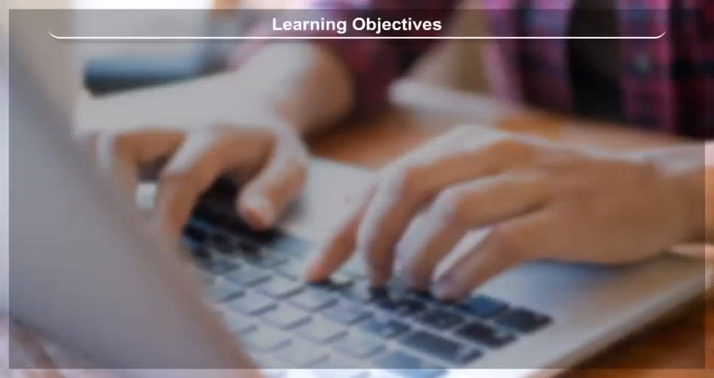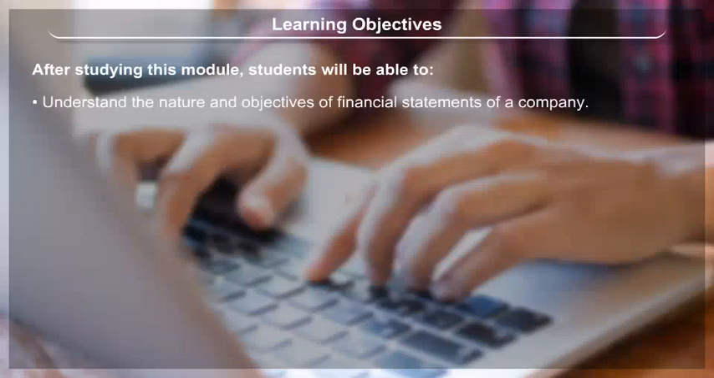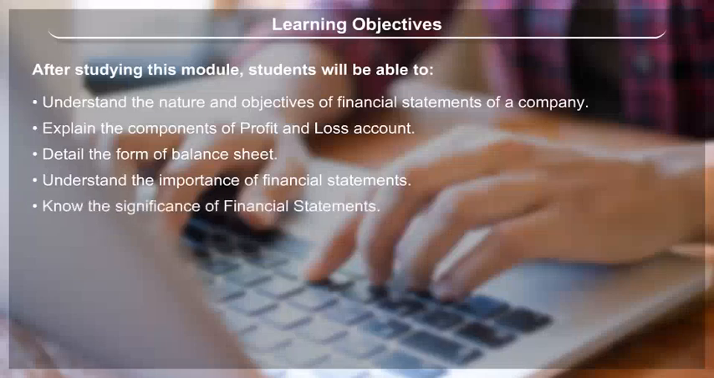Learning objectives. After studying this module, students will be able to understand the nature and objectives of financial statements of a company, explain the components of profit and loss account, detail the form of balance sheet, understand the importance of financial statements, know the significance of financial statements, understand the limitations of financial statements.